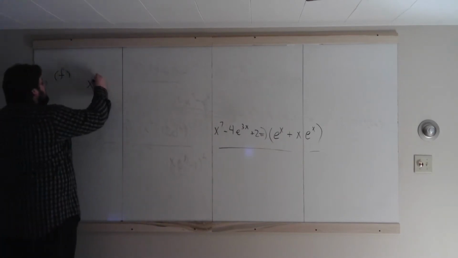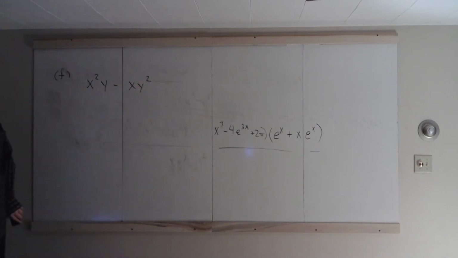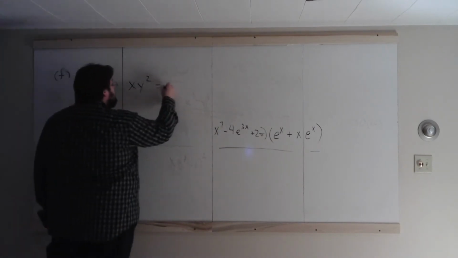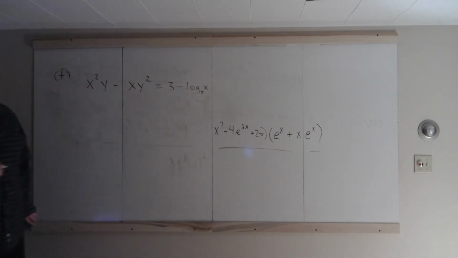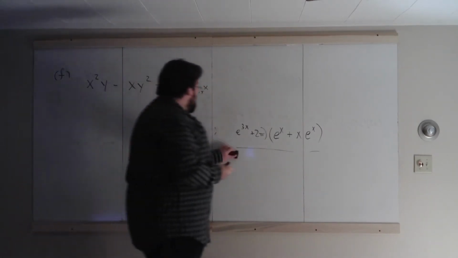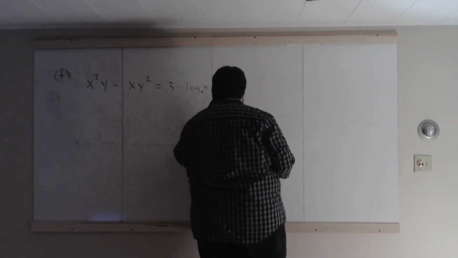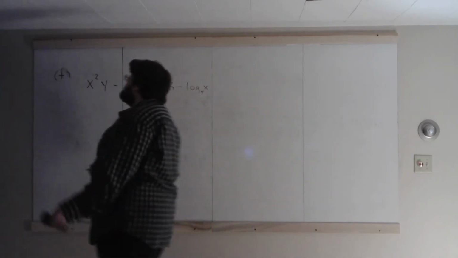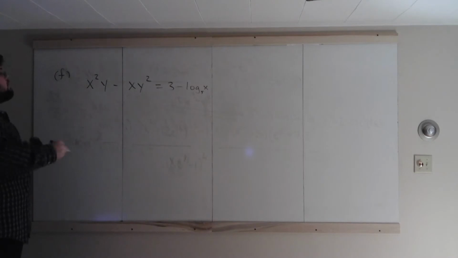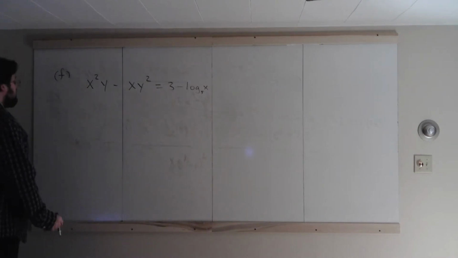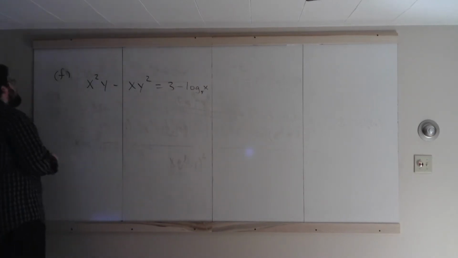So we have x squared y minus x y squared equals 3 minus log of x with base 5. Well, to differentiate implicitly, we take the derivative with respect to x, and then we use chain rule whenever we have a y, because we assume y is defined implicitly in terms of x. In other words, y is kind of a function of x.